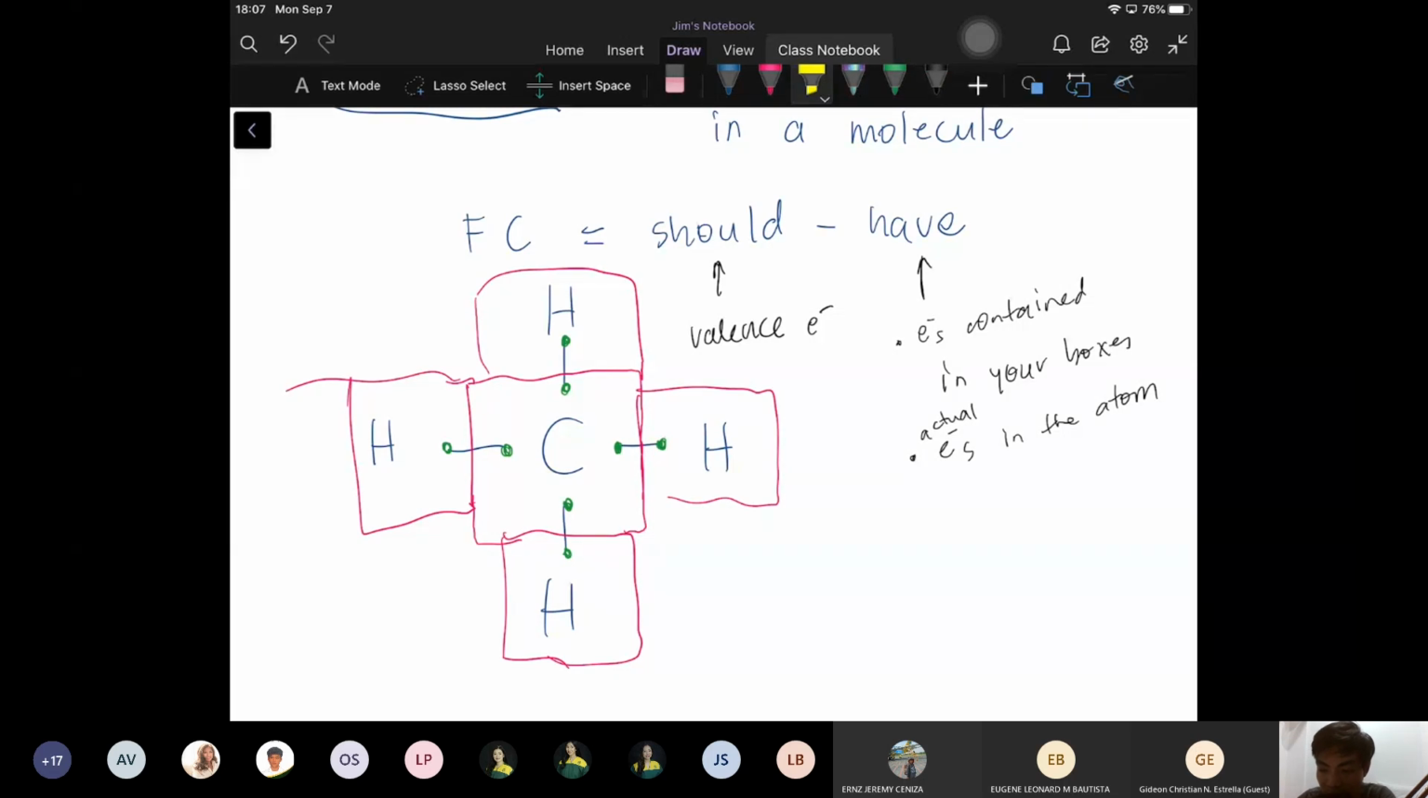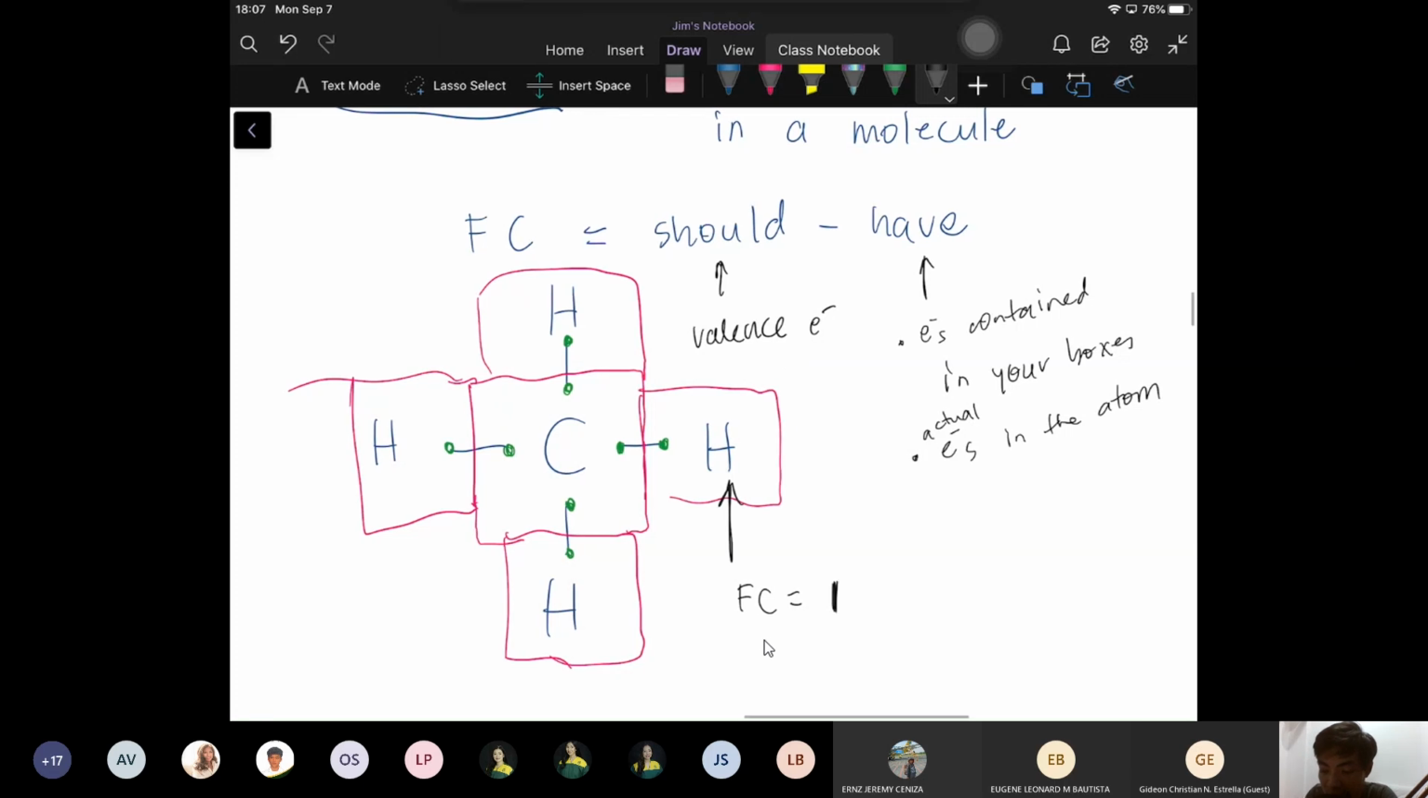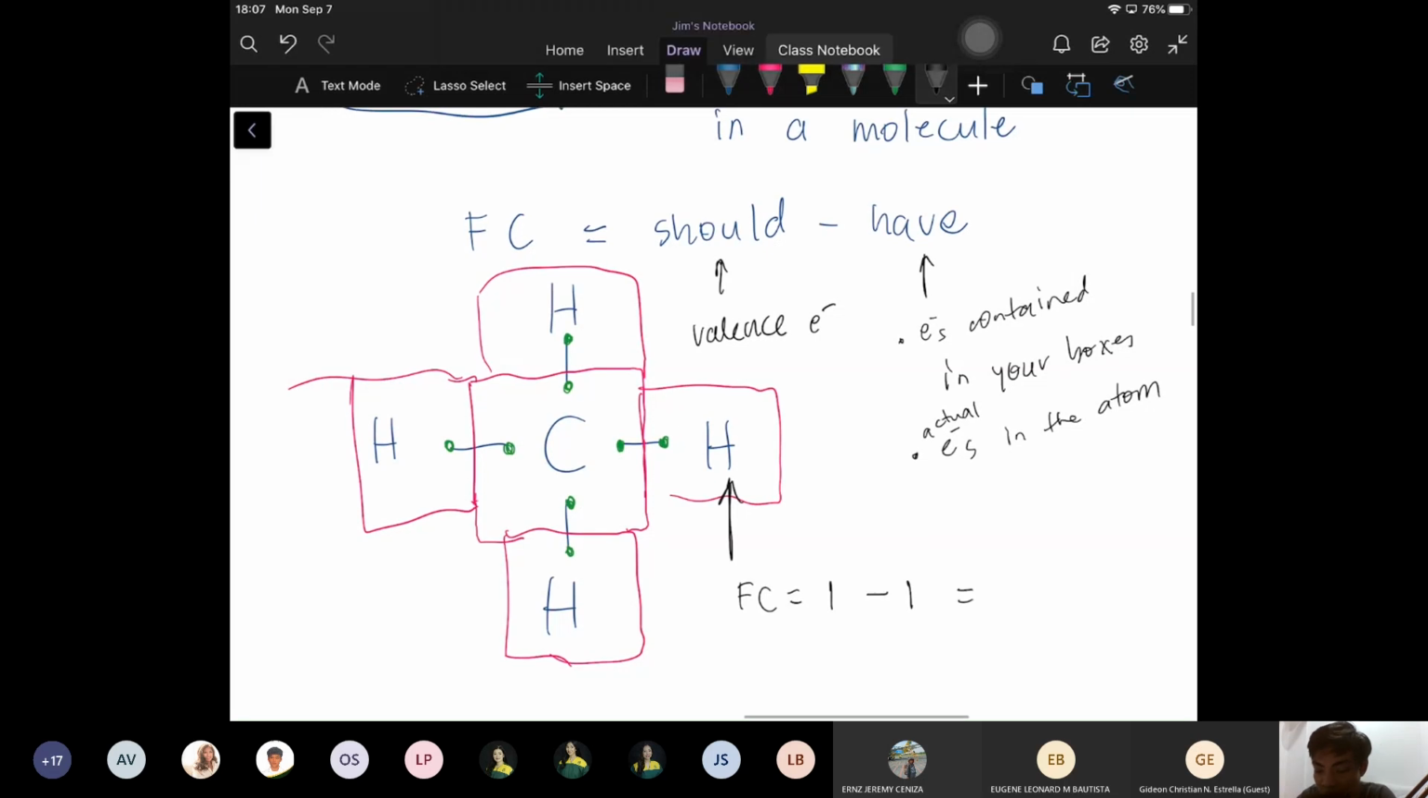So kuha tayo ng representative. For this hydrogen, sige. What is the formal charge? Should. Okay, so what is should? What is the valence electron of hydrogen? Valence electrons, isa lang. Kasi group 1A, hydrogen. Have. Meaning ng have, ilang electron meron sa loob ng box or how many electrons are there around the atom itself. Tignan mo na lang yung dot. Isang dot lang yan. One dot. Isang electron. So, 1 minus 1, 0. So, that means the formal charge of hydrogen is 0. Okay?